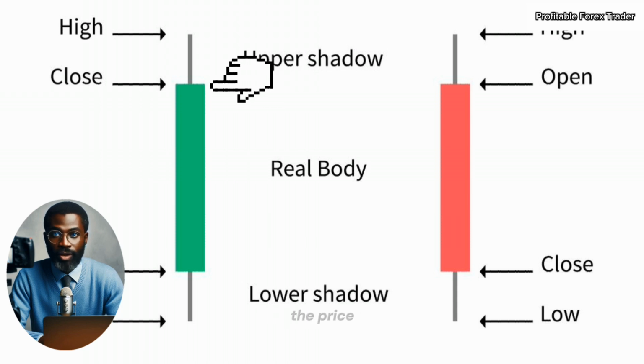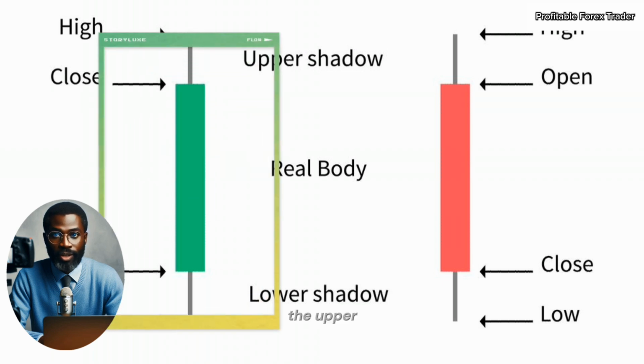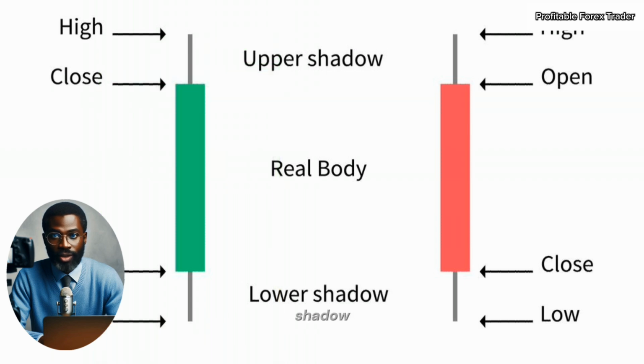During the day, the price might reach a high, known as the day high, and a low, known as the day low. These are depicted by the upper and lower shadows, or wicks, on the candle. The entire length from the top of the upper shadow to the bottom of the lower shadow is called the range of the candle. Now let's talk about a bearish candle.